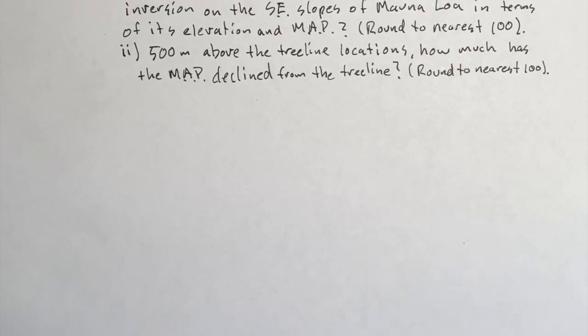So this example question comes from the Big Island of Hawaii lab, question A5. This is a multi-part question with a lot of information. So let's go ahead and run through it.